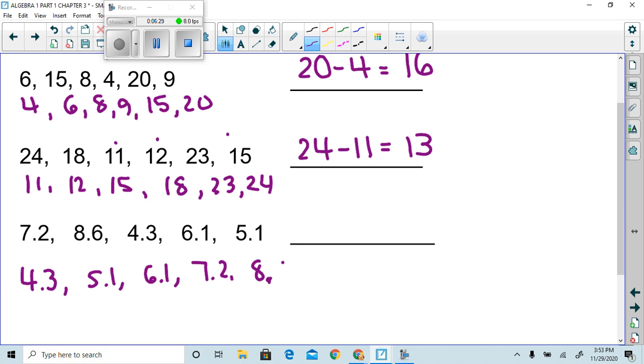And then we find the difference. 8 6/10 was the greatest number. 4 3/10 was the smallest. We go ahead and subtract, and we'll find that my answer is 4 3/10. So that's how you go about finding your range.